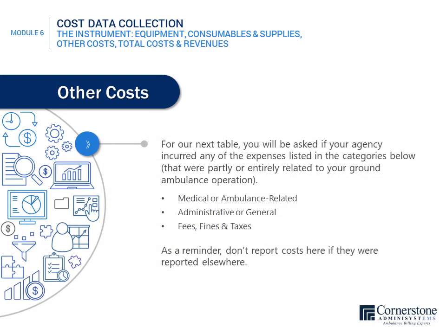Now for our next table, which is much more involved, you will be asked if your agency incurred any of the expenses listed in the categories below. And again, this is expenses that were partly or entirely related to your ground ambulance operation. And this includes the medical or ambulance related category, administrative or general, and then fees, fines, and taxes. Just another reminder here, don't report costs here if they were reported elsewhere.